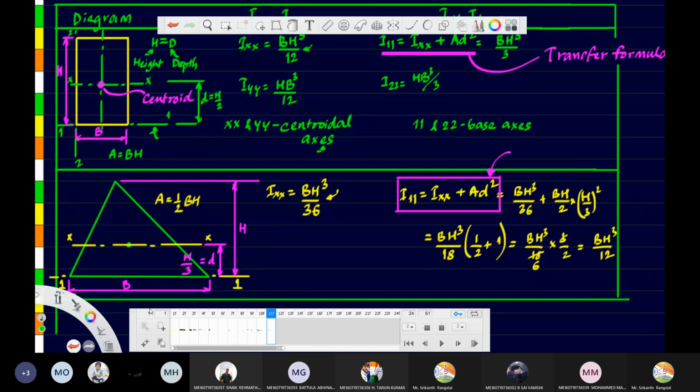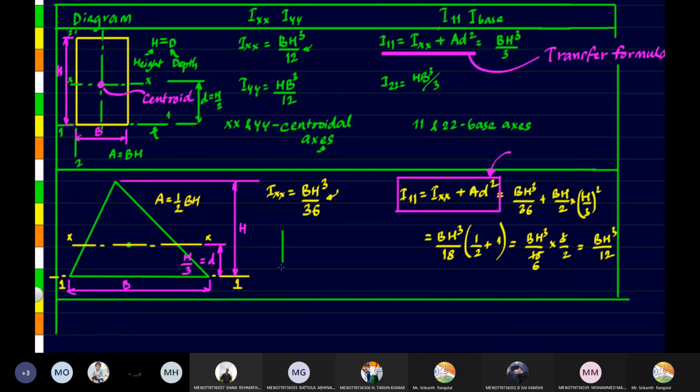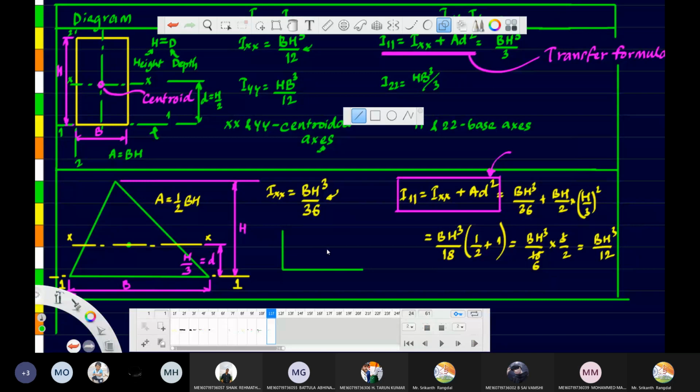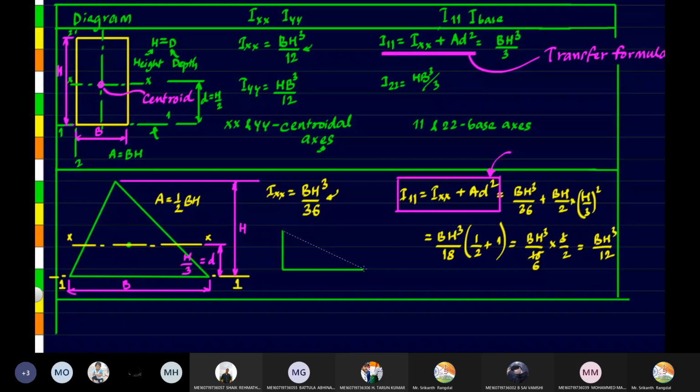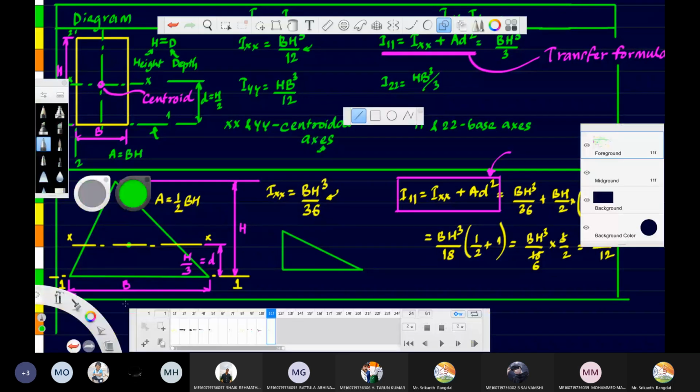So now most of the times what happens is, triangles, the standard diagrams of the triangles, we will have to consider them like this. Okay.